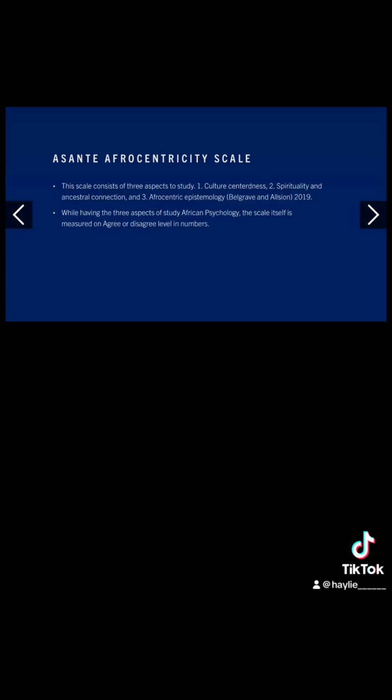Asante Afrocentricity Scale. This scale consists of 3 aspects to study. The first being culture-centeredness, second being spirituality and ancestral connection, and the third is Afrocentric epistemology. While having the 3 aspects of study, African psychology, the scale itself is measured on agree or disagree level in numbers.